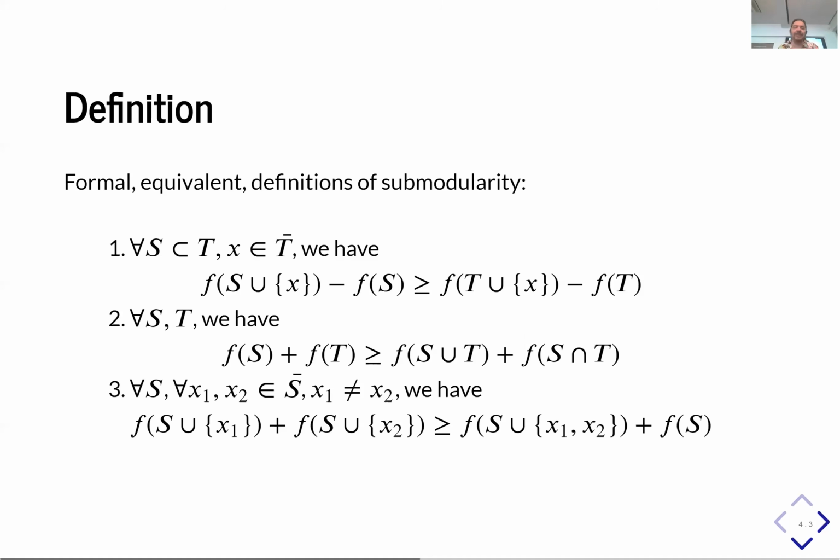No, sorry, I'm saying something completely wrong there. Let me go again. The function evaluated on S with X1 plus the function evaluated on S plus X2 is greater than the function evaluated on S union X1 and X2 plus the function evaluated on S. Well, that's the formula. Another way to say it is that the marginal utility of X1 in S is greater than the marginal utility of X1 in S union X2. Ah, caramba, you spoiled the proof. Sorry.